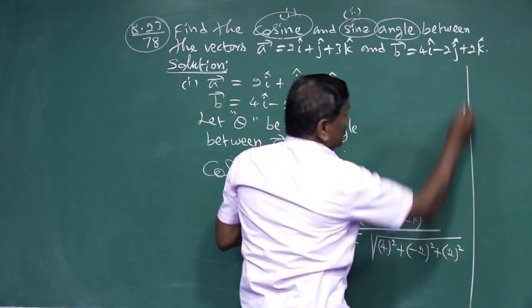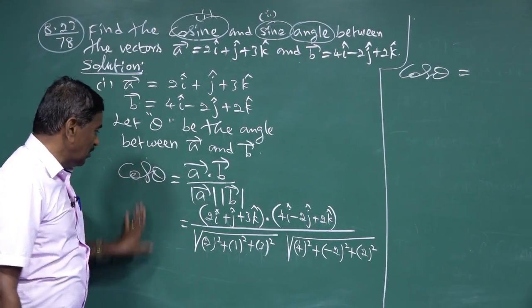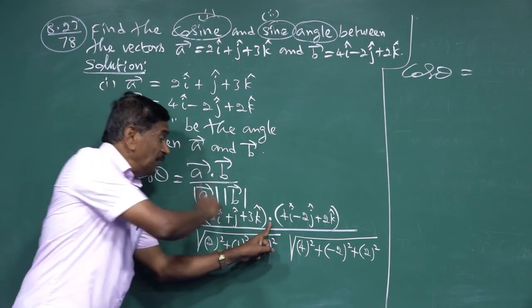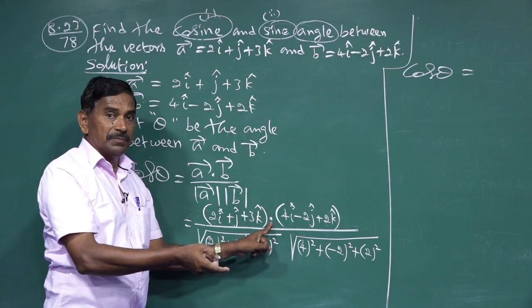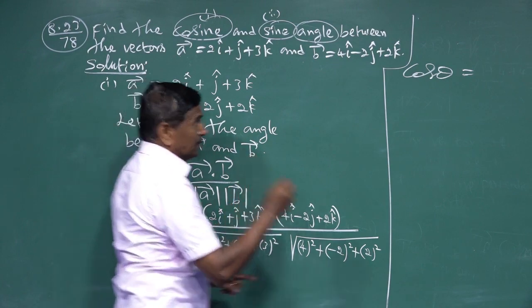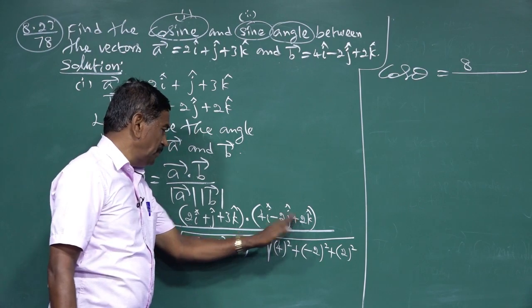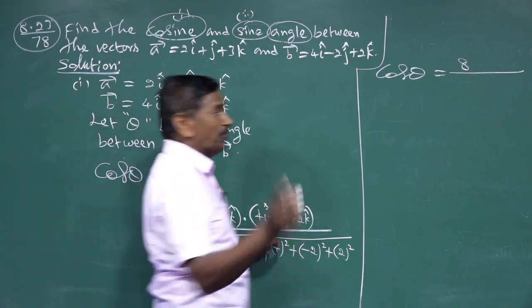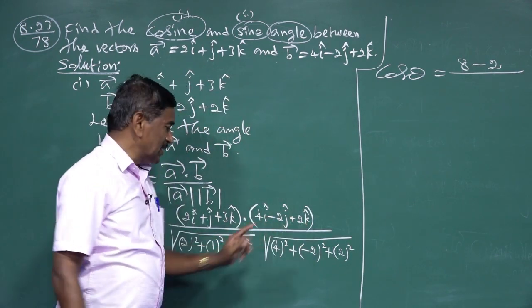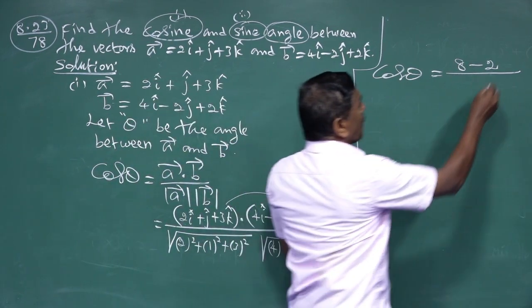Now listen. Cos theta equal to, come to the numerator. The dot product is defined between the two vectors as itself multiplication. Itself multiplication means i to i: 2 4s are 8. The numerator is 8. Next, j to j: plus 1 into minus 2, that is minus 2. Next, k to k: 3 2s are 6, plus 6.